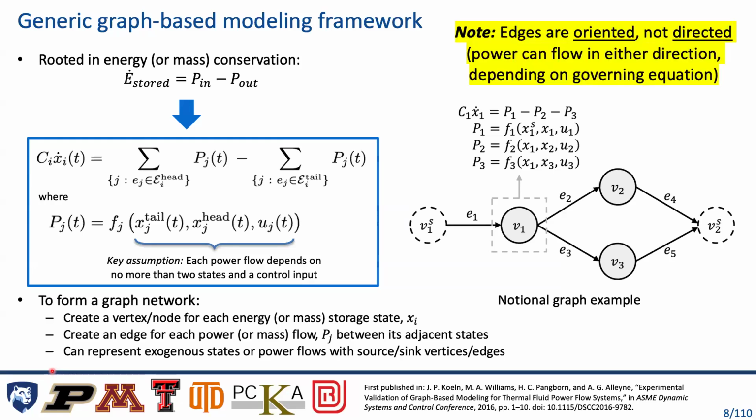Really important thing to point out here, these edges have arrows on them. That tells us about the orientation of the power flow. It's not an assumed directionality of the power flow. This is our sign convention for what we're calling a positive power flow when we add and subtract them in our state equation. Power absolutely can be flowing in the opposite direction of that arrow. It just would be given a negative sign.